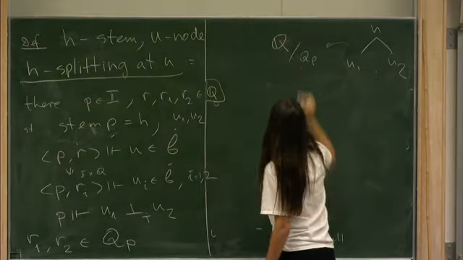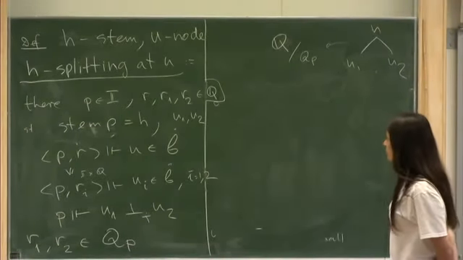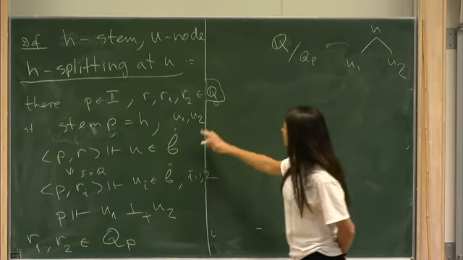But U1 and U2 are extensions of U. U1 and U2 are beyond U in the tree, right? Yes, and this follows from here. Oh yeah, of higher levels, you're right.